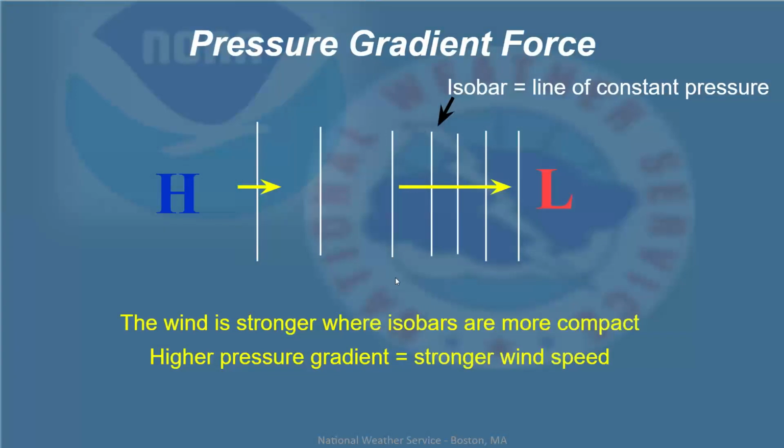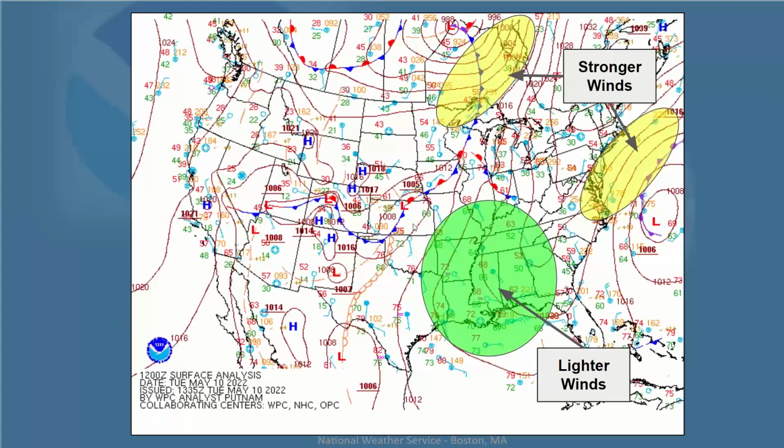Now, this has to do with something called the pressure gradient force. So the more the pressure changes over a given distance, the stronger the winds. On the weather map, you're going to look at the isobars, which are the lines of constant pressure. The wind is stronger where the isobars are more compact, and the winds are weaker where they're farther apart. So the higher pressure gradient is a stronger wind speed. This comes into play typically in the wintertime when we talk about our big coastal storms, but also in the summertime when we have a strong cold front come through. The pressure gradient usually changes quite a bit. So that's what you want to look for on the weather map. That's one way that we get stronger wind speeds.